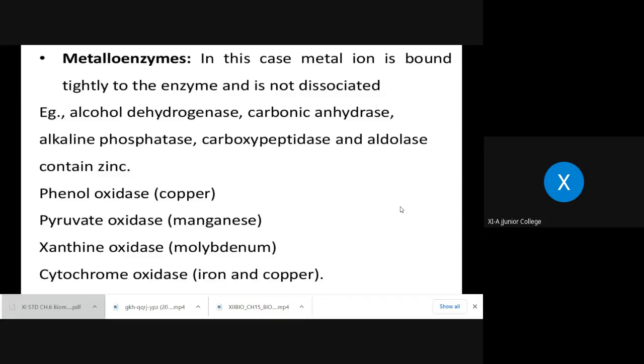For example, alcohol dehydrogenase, carbonic anhydrase, alkaline phosphatase are some of the enzymes. Phenol oxidase, where copper is bound, then pyruvate oxidase, manganese is bound, xanthine oxidase, molybdenum, cytochrome oxidase, iron and copper are bound. The iron and copper mentioned in the bracket are the metal ions. These are considered to be metalloenzymes. These metals are bound to the enzymes tightly, which cannot be dissociated, which cannot be separated.